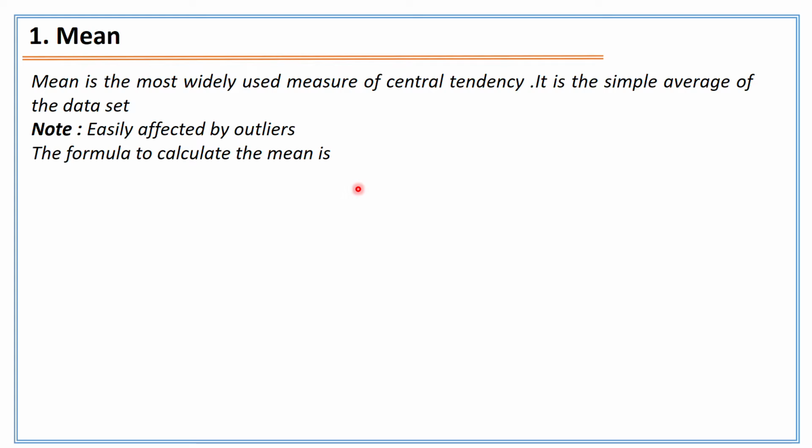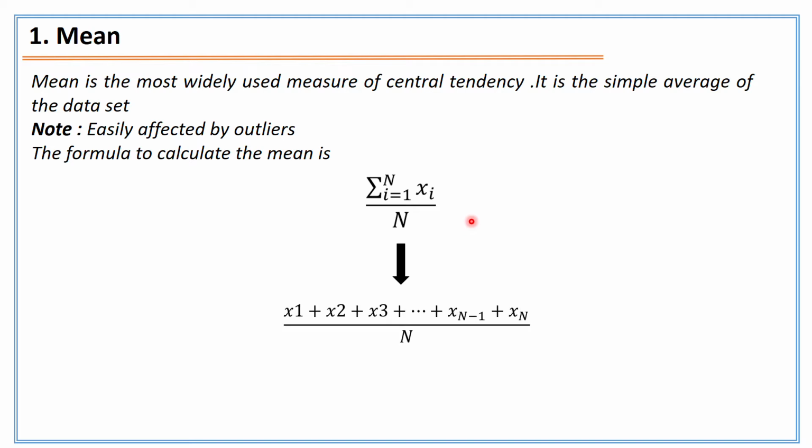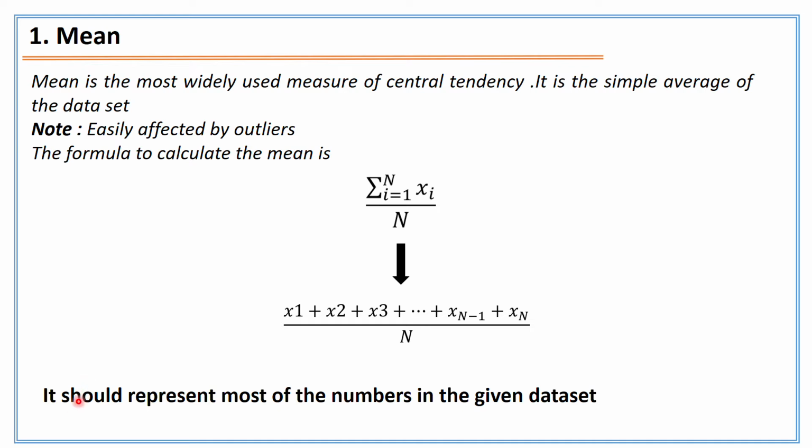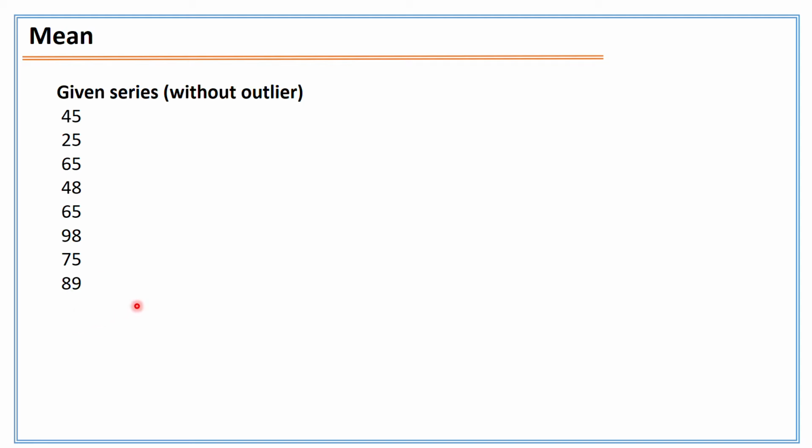The formula to calculate mean is the summation of xi from i equal to 1 to n, divided by n. If I simplify this formula, it will look like this: x1 plus x2 plus x3 up to xn, divided by n. And our mean should represent most of the numbers in the given data set. Now we will see two examples, one without an outlier and one with an outlier, and we will see how the mean changes.